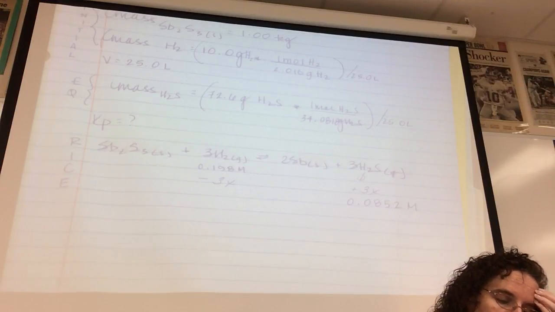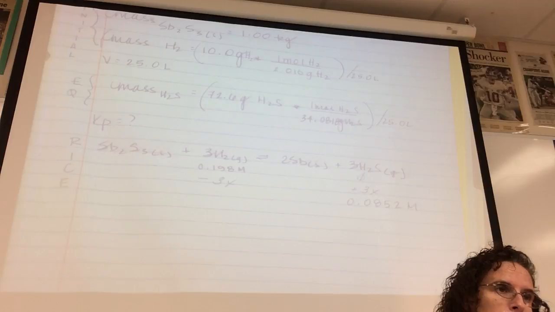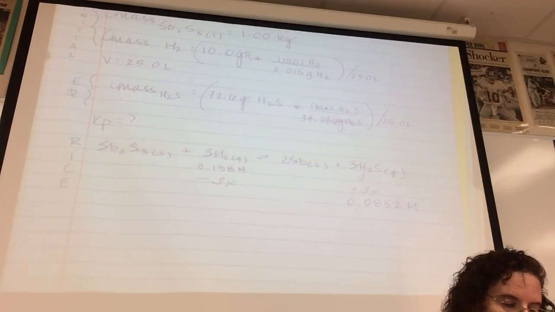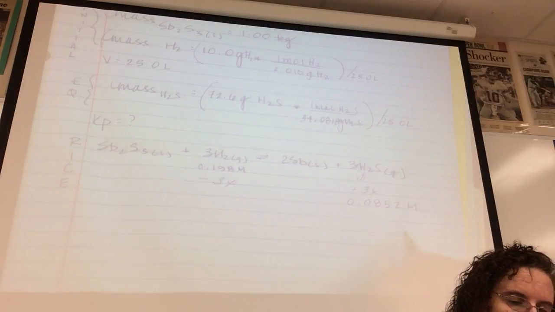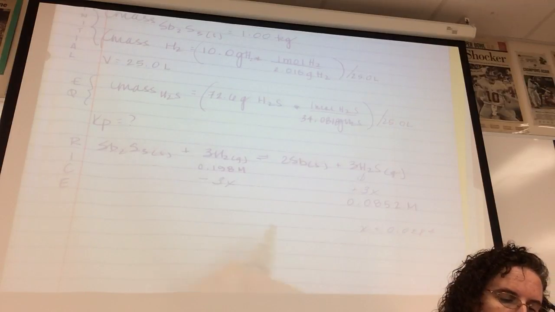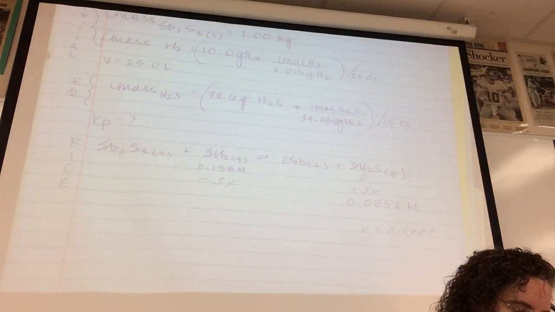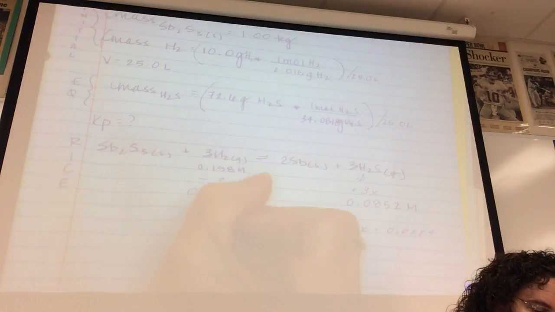So how do you figure out what x is? Divide that by 3. Right, so you have 0.0852 divided by 3. So x is 0.0284. And if you multiply that by 3 and then subtract it from 0.198, you get this piece.